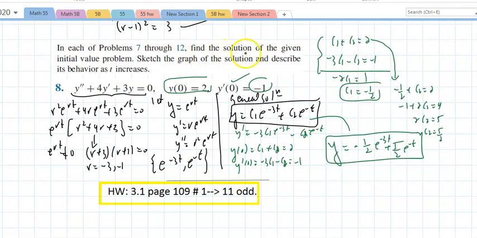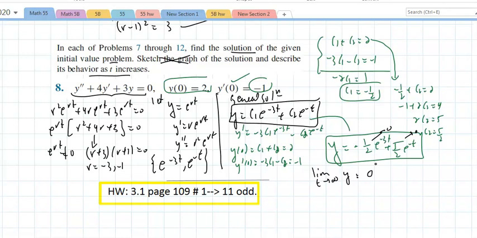You don't need to graph, just find the solution we did. Sketch the graph, you don't have to do, but describe the end behavior as t approaches infinity. What's the limit as t approaches infinity of y? That will approach 0, and that will approach 0. Y would level off next to 0. Right? That's called convergent. But that's all you have to find.